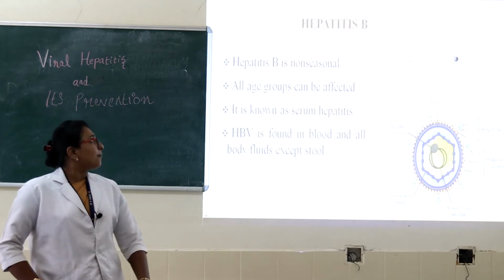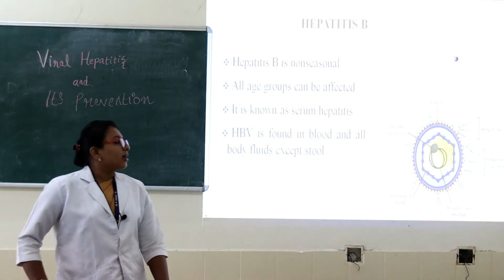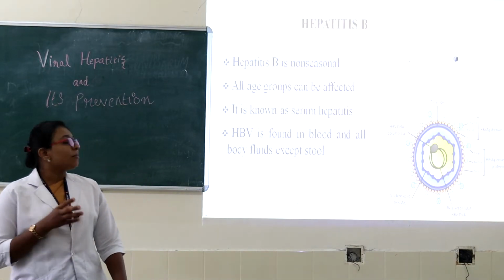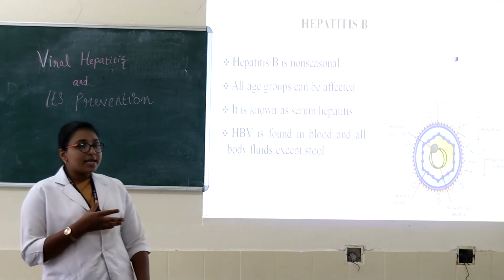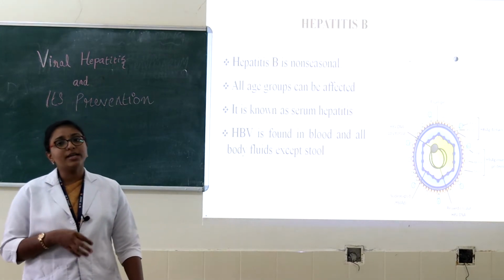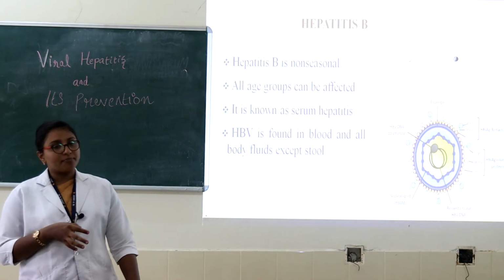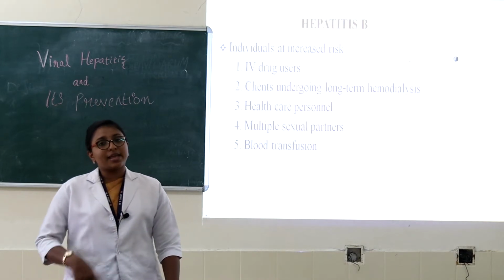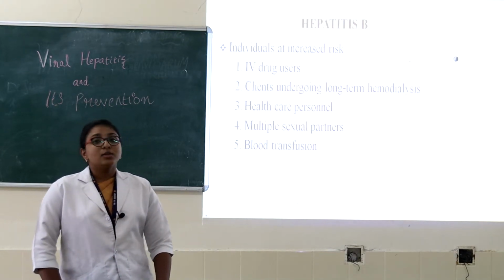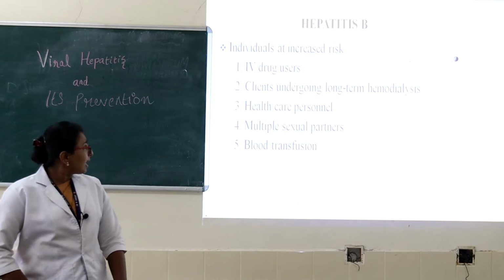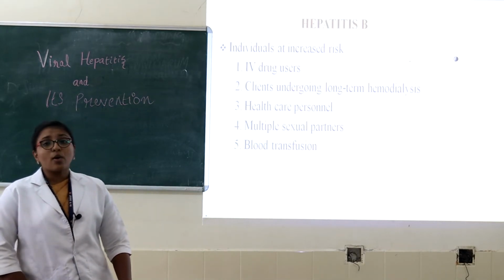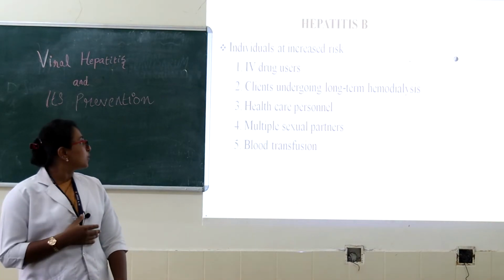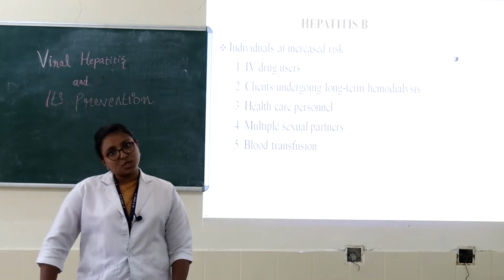And next we can see hepatitis B. Hepatitis B is non-seasonal and affects all age groups, and it is also called serum hepatitis. Okay, this hepatitis B virus is usually found in body fluids and blood products. Then the individuals who get this hepatitis B are those who are IV drug users, healthcare professionals, clients undergoing long-term hemodialysis, as well as those who need frequent blood transfusion, and also those with multiple sexual partners.